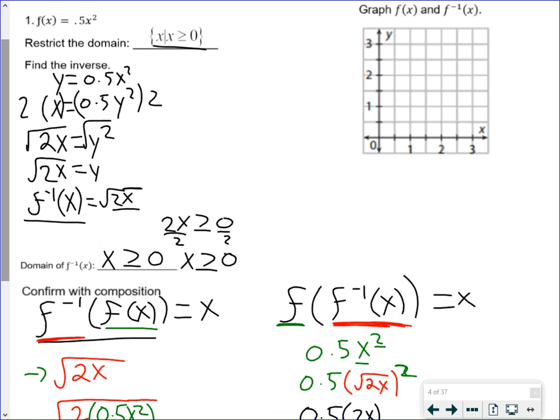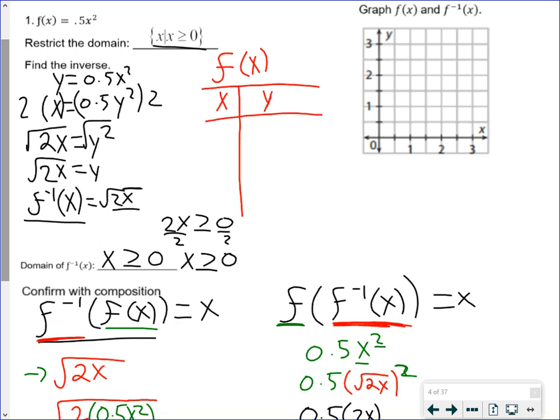Okay? And now the last thing we need to do is graph our f of x and f inverse function. So how we're going to do that is we're really just going to graph the f of x function. So we'll make a table of x and y's.